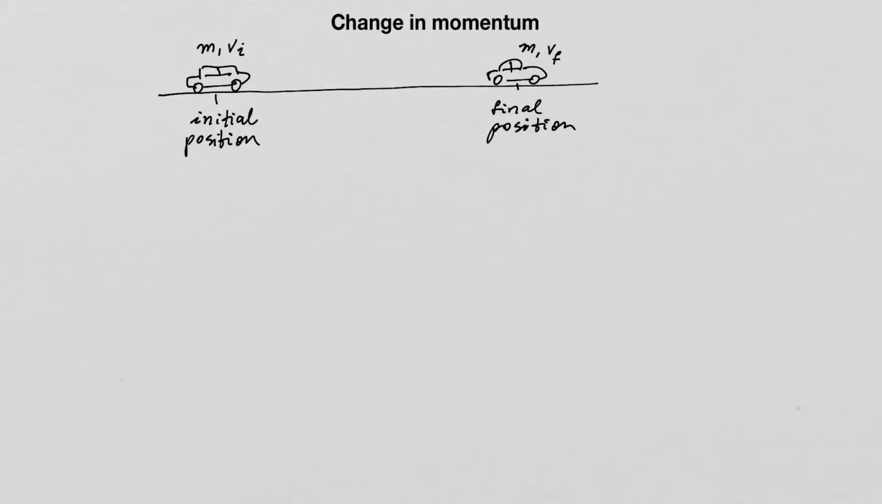So from the definition of momentum, I can calculate the momentum of the automobile at the initial position and the final position. And so the initial momentum, P sub I, is equal to the mass of the automobile times the initial velocity. So let's call this initial momentum. And then at the final position, the momentum is P sub F. So that is the mass of the automobile times the final velocity. So this is the final momentum.